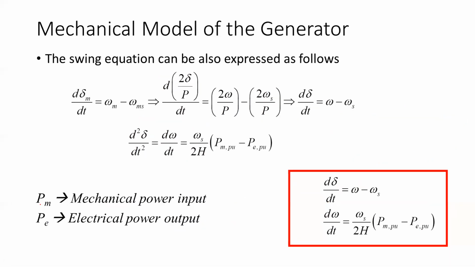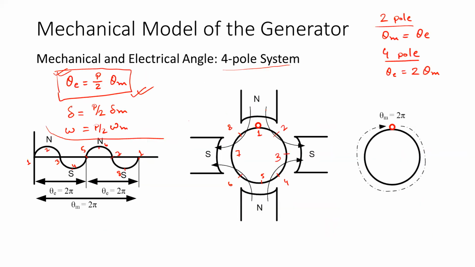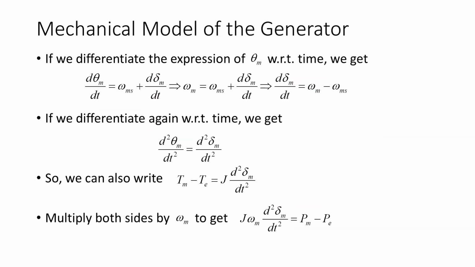In our previous slides, we showed this derivation. Do you remember that d delta m by dt is omega m minus omega ms? Do you remember, or should I go back a little bit? Okay, sir, let me go back. No problem. Here, do you see the term on your right hand side? Do you remember this one? How did we come over here?